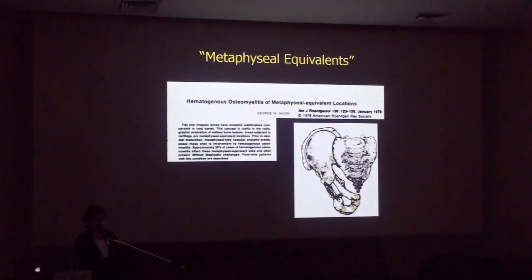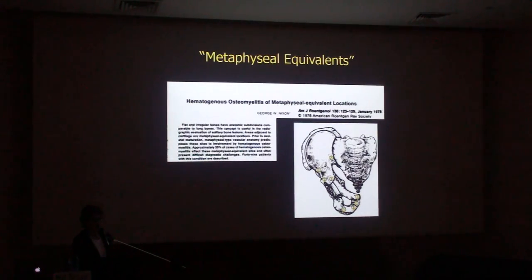So although the metaphyses are most frequently involved, there are areas of the body that are not in the long bones called metaphyseal equivalents. And these are particularly prevalent in the pelvis and in the apophyses and the round bones in the hand and feet. These were initially described in a landmark article in AJR, where the author, Dr. Nixon, stated that actually any area adjacent to growth cartilage, so any growth plate, immediately deep to that area is considered the metaphysis. And the pelvis is by far the area that has the most metaphyseal equivalents.